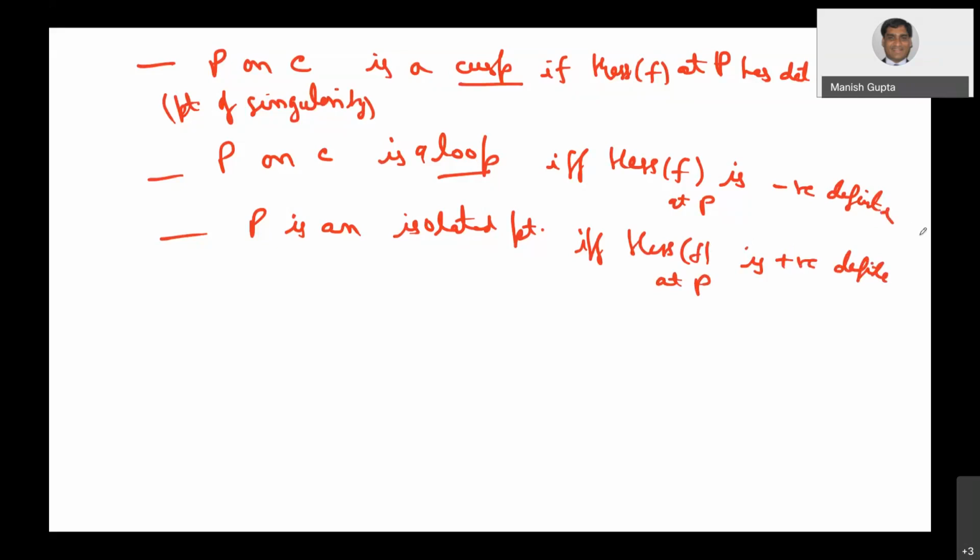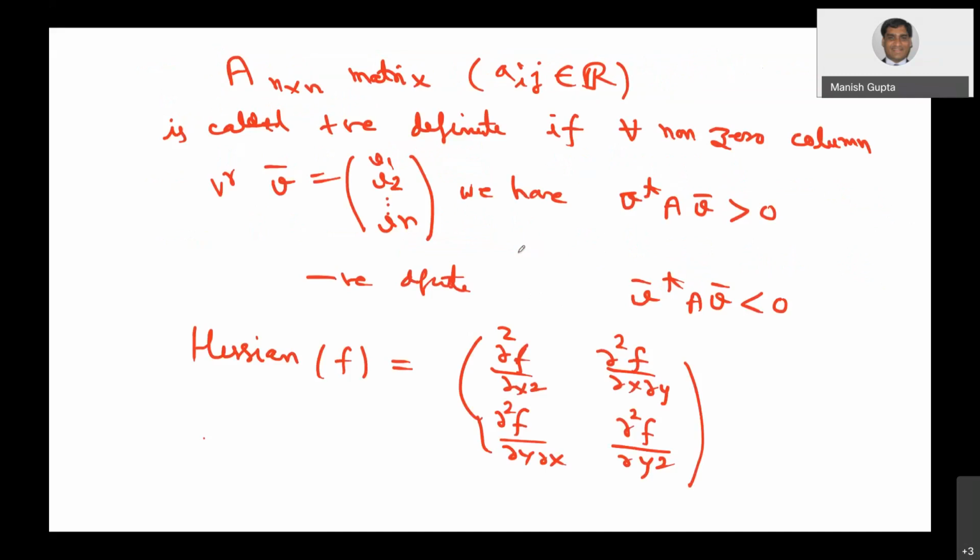Okay, so a point P, the point of singularity on a curve, can be characterized as a cusp, loop, or isolated point, depending upon the nature of the Hessian of f at the point P. You compute this Hessian matrix at point P, right? So if P is (h, k), you substitute and compute. If the determinant is 0, it is known as a cusp. If negative definite, it is a loop. If positive definite, it is an isolated point.